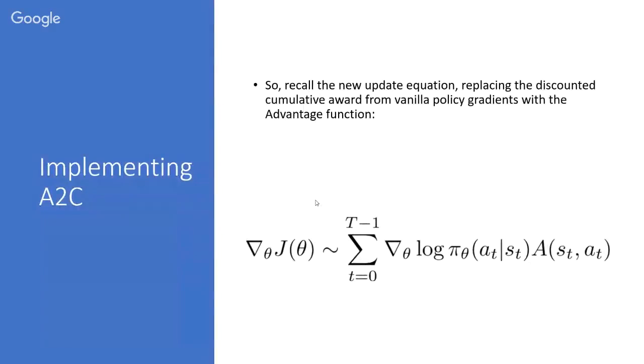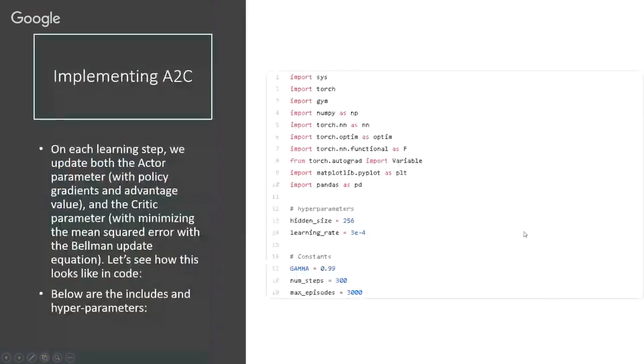So recall, the new update equation replaces the discounted cumulative reward from the vanilla gradient with the advantage function. So there. Now, implementing A2C. On each learning step, we update both the actor parameter with the policy gradient and the advantage value, and the critic parameter by minimizing the mean squared error with the Bellman update equation.